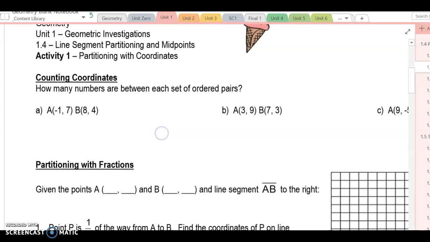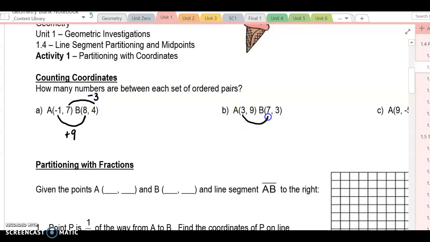So when you're counting numbers in between, from -1 to 8, I'm going up 9 numbers. So -1 is 0, and then 0, 1, 2, 3, 4, 5, 6, 7, 8. That is 9 numbers. When you're going from 7 to 4, you're going down 3: 7, 6, 5, 4, and then that's 3 numbers, so -3.